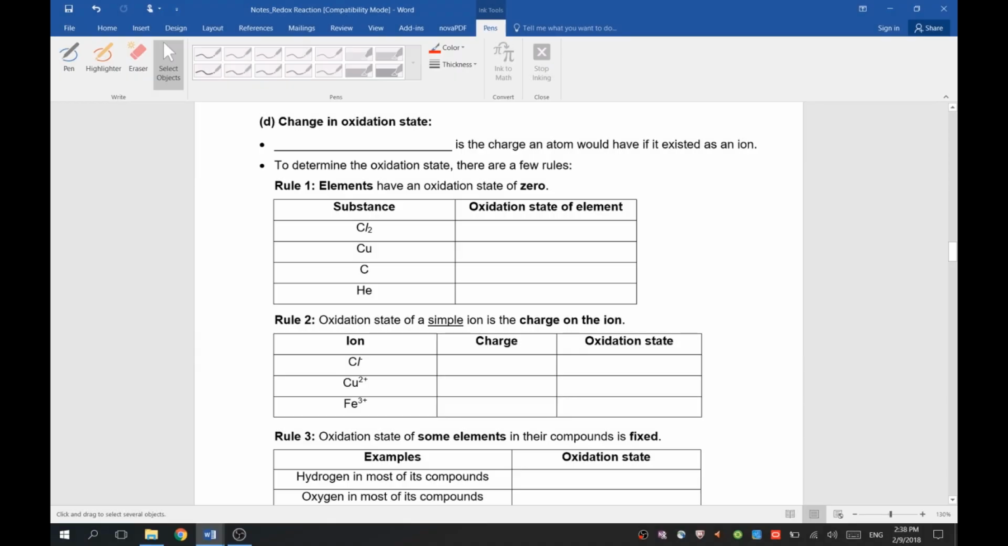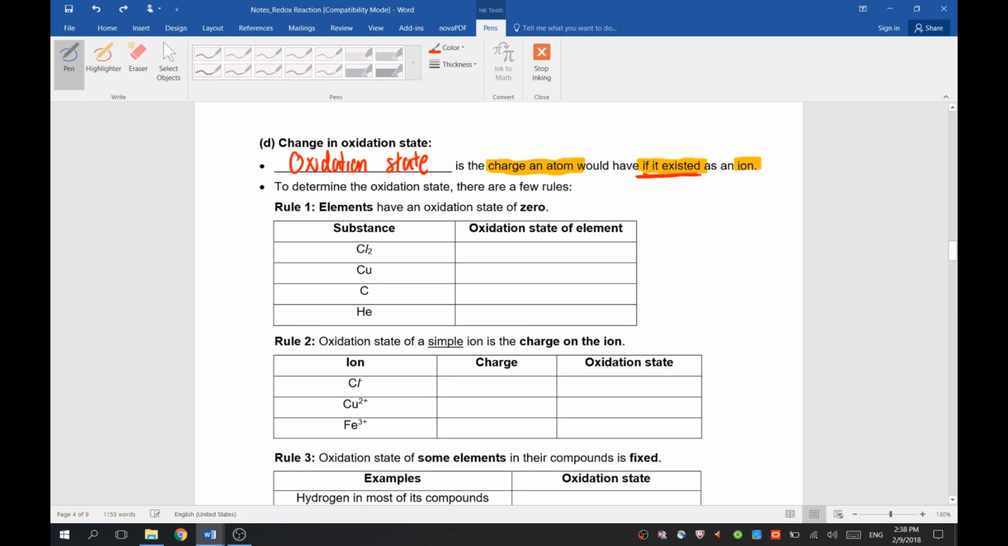Alright, in this video, we are just going to focus on this term known as oxidation state, to help us understand how we calculate it. Now, the oxidation state, its definition, refers to the charge an atom would have if it existed as an ion. Not every substance will be an ion.